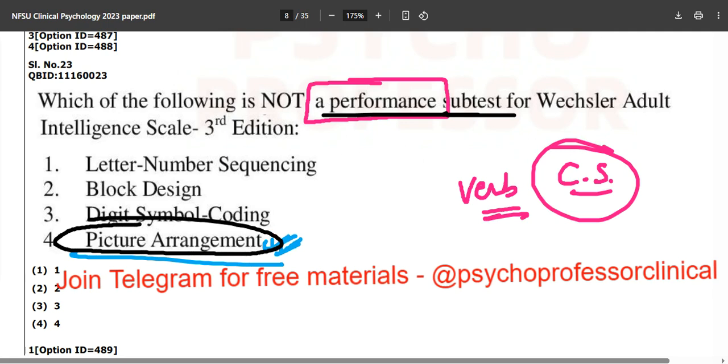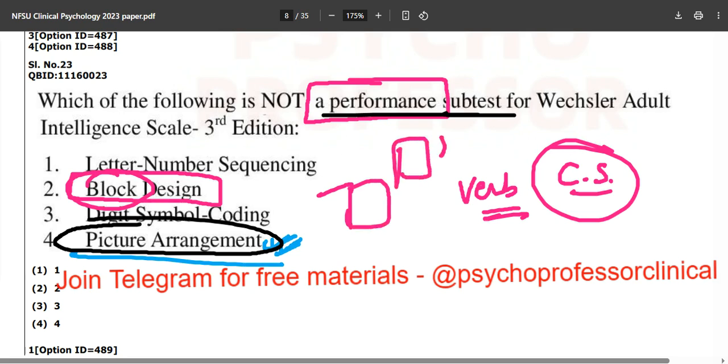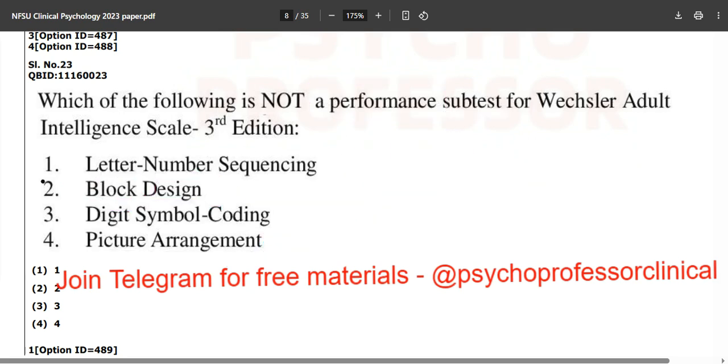Now next is your what? See, just block design. If you know about blocks, you arrange those blocks like this, like this, like this. It will again be a performance. It will symbolize a performance test. Okay, so 2 and 4 are easily eliminated, because for these two you can just by using your common sense think, okay, this will need to be performed by someone, the person or the client or anyone taking the test. Now you are confused between letter number sequencing and digit symbol coding.